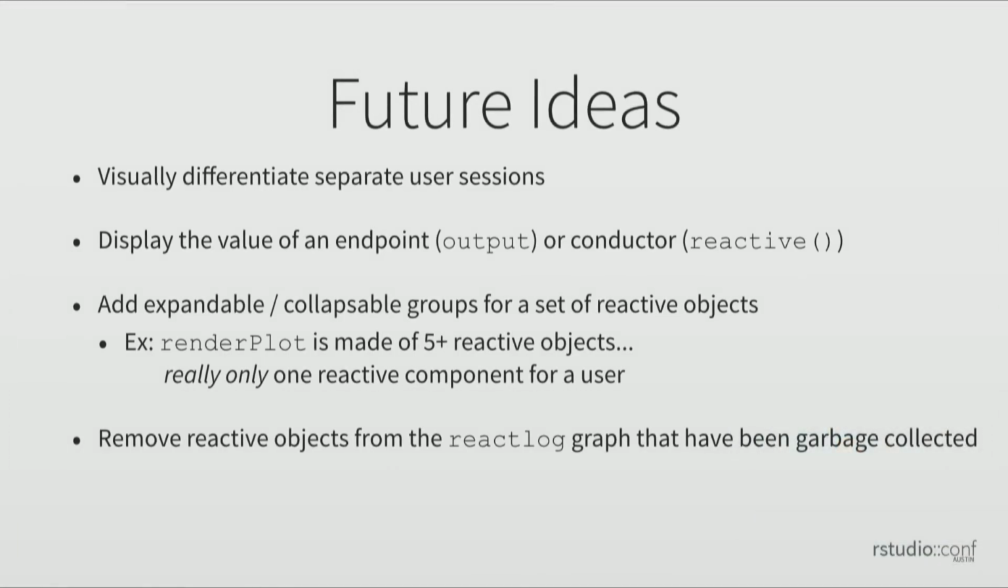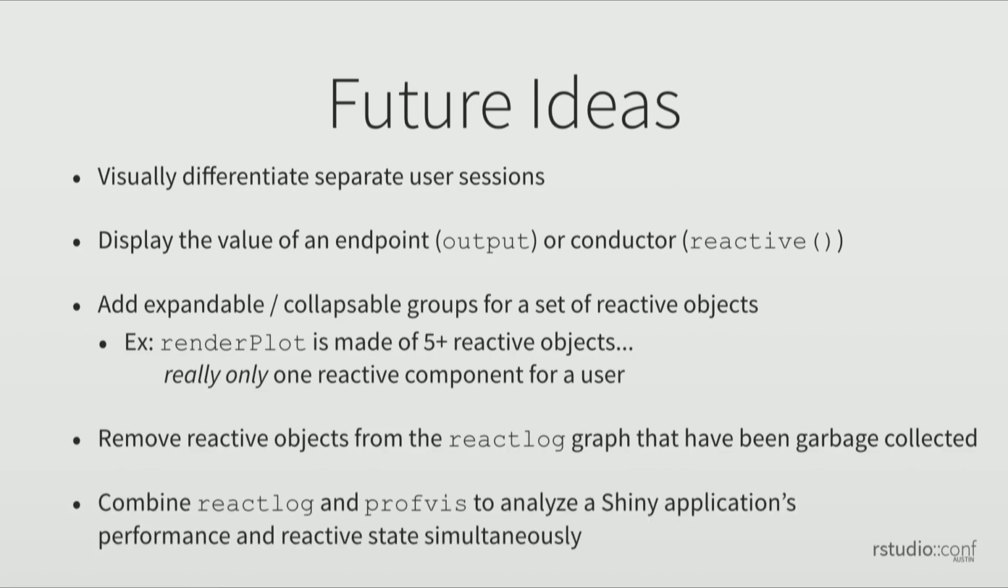Also, I'd like to remove objects from the Reactlog graph. So if you happen to have coded an anti-solution, that's fine. But if the other elements have been garbage collected, we should remove them so that they don't present a possible state that is kind of confusing. It's not there on your machine, so I don't think we should have to worry about it anymore.